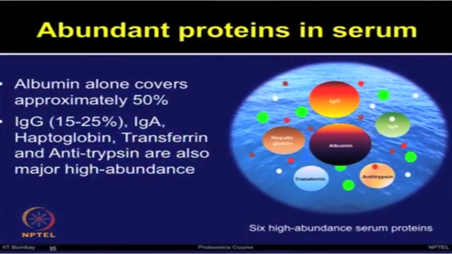Immunoglobulin G contains 15 to 25% of the abundant proteins. Then IgA, haptoglobin, transferrin and antitrypsin, these are also major high abundant proteins. So, in the diagram I have shown you the 6 high abundance serum proteins.